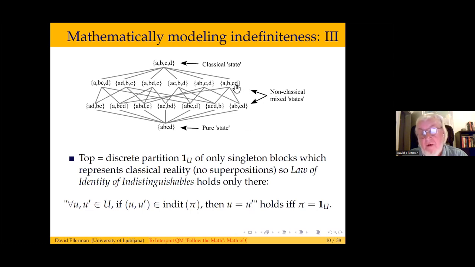But once you start getting non-singleton blocks, then you get different things being not distinguished. So Leibniz's principle in this form doesn't hold unless pi is up here. So you get a direct translation of Leibniz's principle into the lattice of partitions when they act classically, namely when everything is distinguished from everything else, so that there are no non-trivial indistinctions, which are called superpositions.